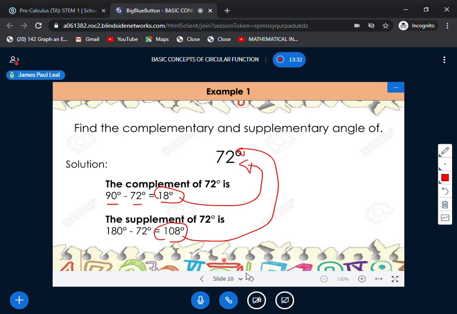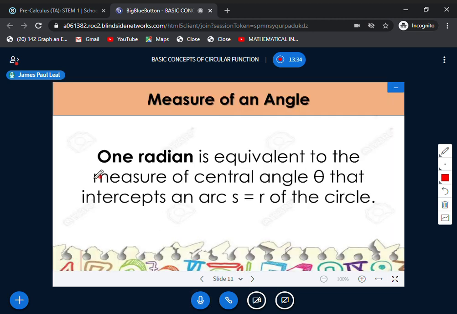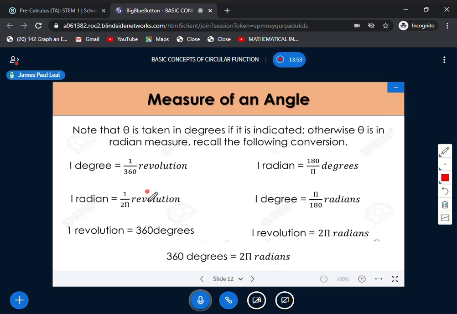You just need to subtract the given angle to find the complement angle and the supplement angle. So as stated here, one radian is actually equivalent to the measure of the central angle theta that intercepts an arc S equal to R of the circle. So we have here the radian. Again, when we say radian, this will be the measure of an angle. Note that the central angle is taken in degrees if it is indicated. Otherwise, the central angle is in radian measure.